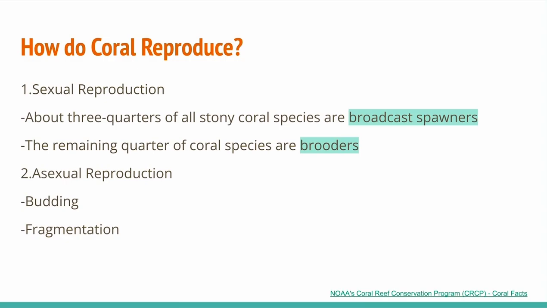The second way in which coral reproduce is through asexual reproduction. Now, within this category, there's budding and fragmentation. Budding is when new polyps bud off from parent polyps to expand or begin new colonies. On the other hand, fragmentation allows a portion of an entire colony to establish a new colony, if a portion of a larger colony is broken off from the main colony during a storm or boat grounding.